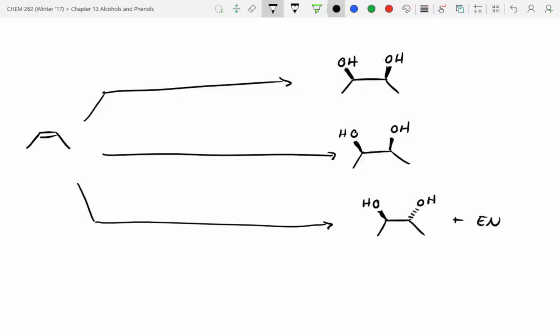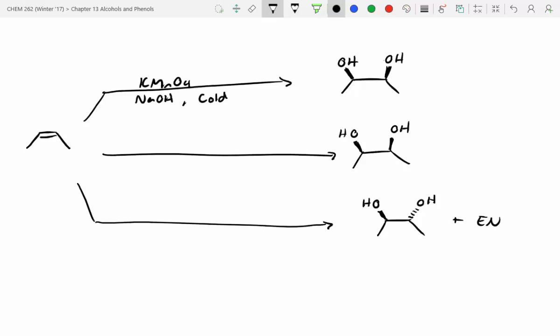All right, so let's do the syn diols first. What's one way of making a syn diol? Does anybody want to help me? Potassium permanganate. Okay, so KMnO4. What were the other reagents? Yep, sodium hydroxide. And you have to run it cold. Does anybody know why you have to run it cold? Because the book says so.